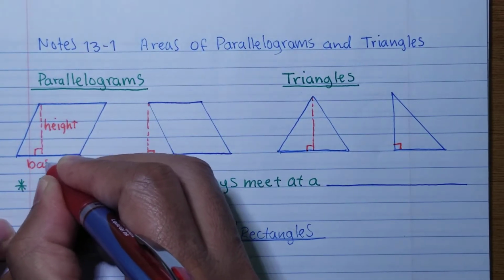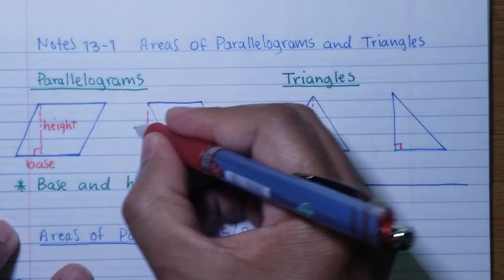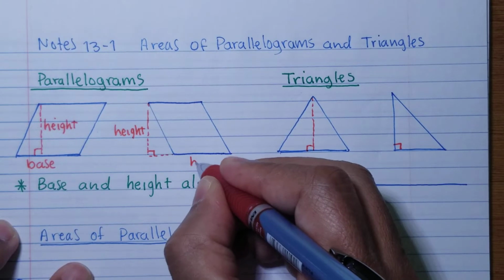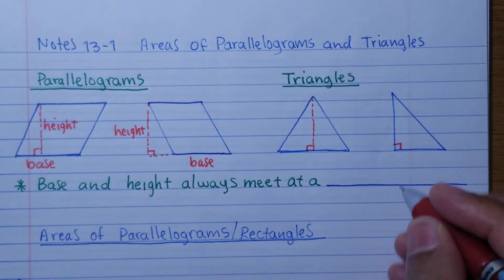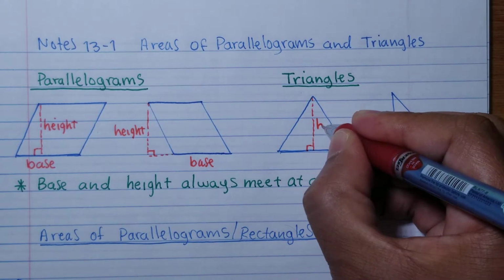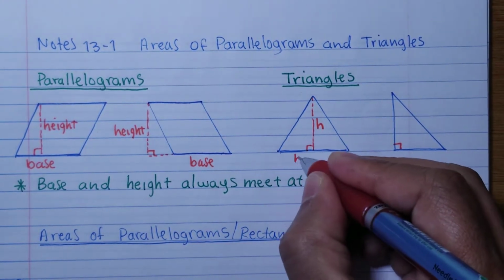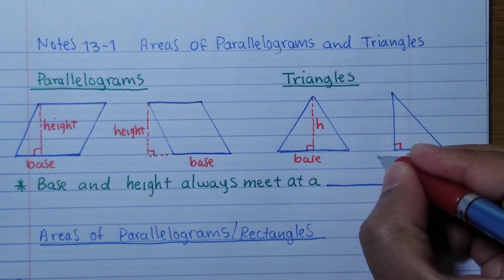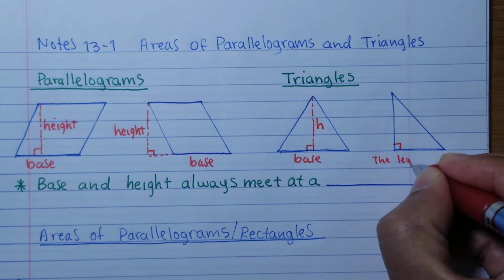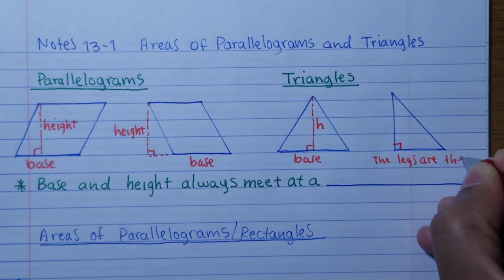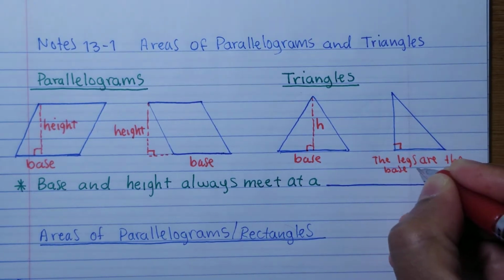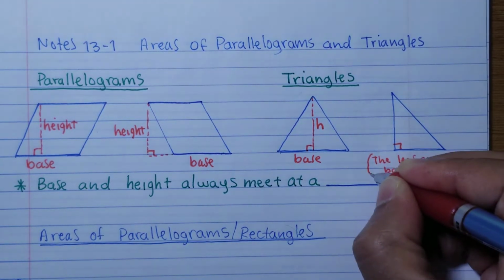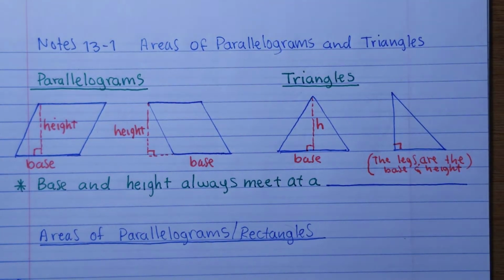and this will be the base, okay. Again, this one is the height, even though it's an exterior, and this will be the base of the parallelogram. For a triangle, I'm going to say just that this is H, okay, and this whole side of the triangle would be the base. If this is a right triangle, then the legs are the base and height. Okay.